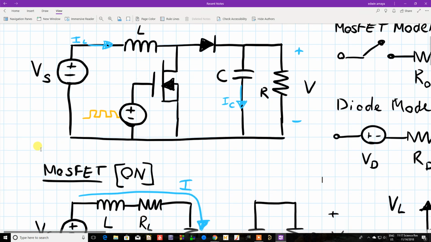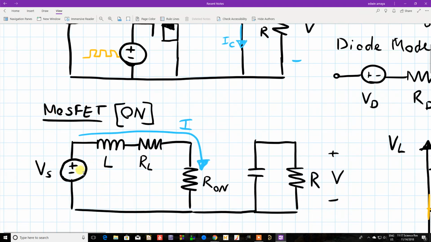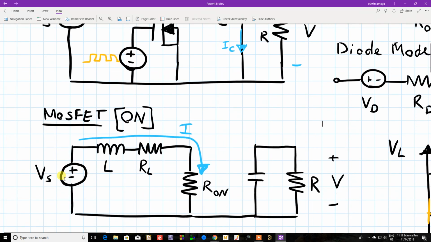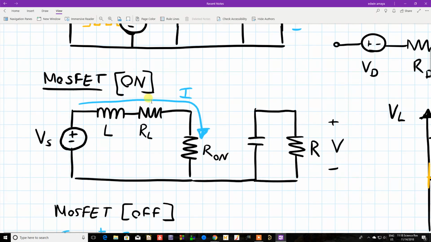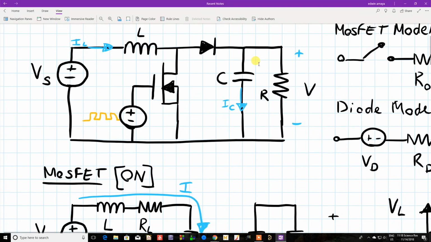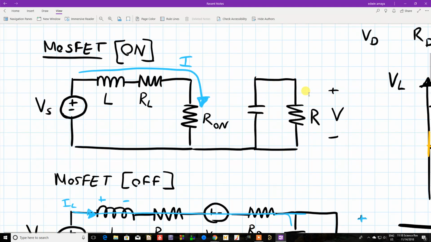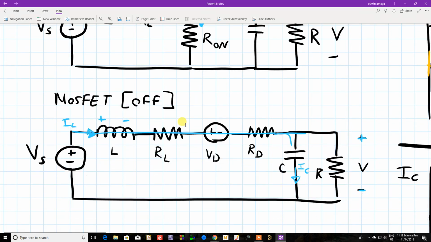So anyways, when the MOSFET is on, what you have is your voltage source, obviously, and then the MOSFET is on, so you're going to have the inductor, and then your circuit is going to go this way, as you can see here. So you have your inductor in series with the inductor resistance in series with the on resistance of the MOSFET. And then the capacitor part of the circuit just becomes its own little loop where the capacitor is discharging through the resistor, so you have a current going this way.